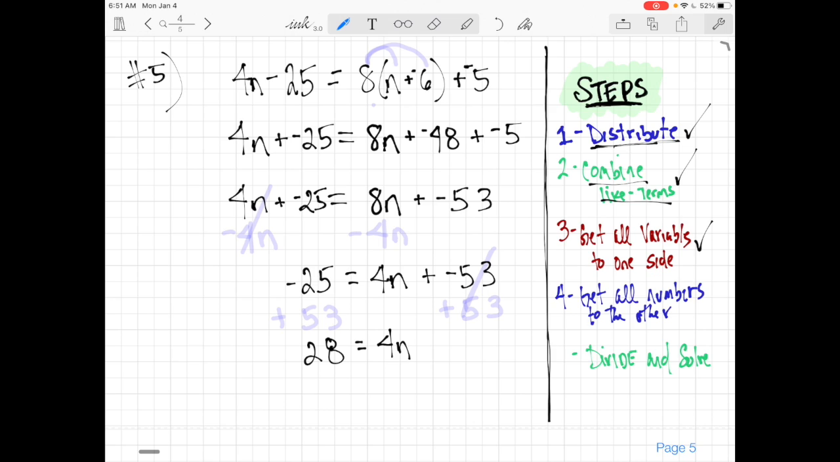So we got all the variables to one side, got all the numbers to the other, so now all we've got to do is divide and solve. So my end goal is to have this be n on its own. So we've got to get rid of that times 4, so we're going to divide both sides by 4. 28 divided by 4 is 7.